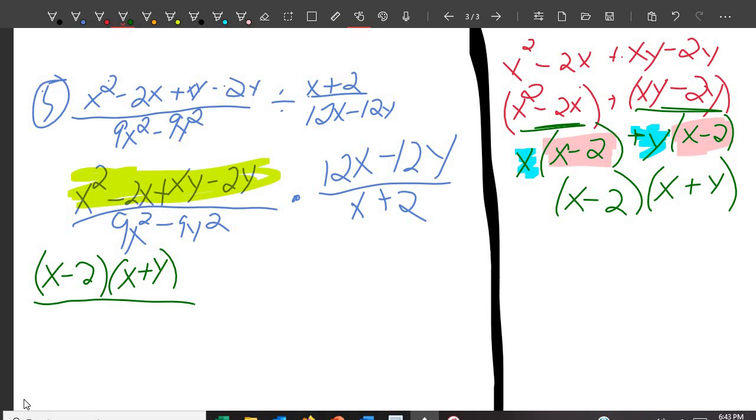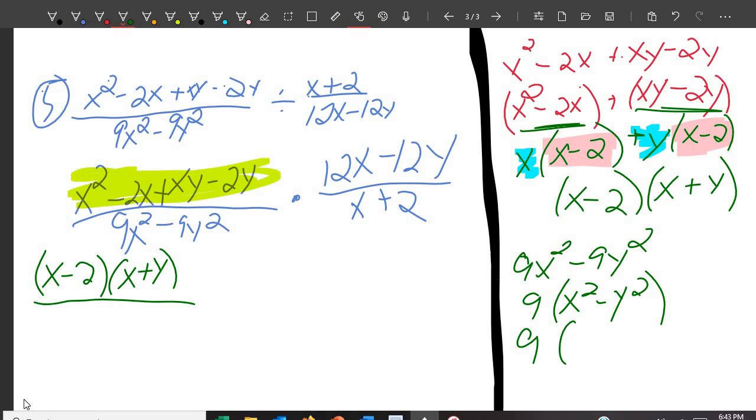The bottom is a difference of 2 squares. Now, I can factor out the 9. Let me just move here. We got 9x squared minus 9y squared. First thing we can do is factor out the 9. And then we're left with a difference of 2 squares. So we're going to have x minus y, x plus y. So over here in the bottom, we've got a 9, x minus y, x plus y.